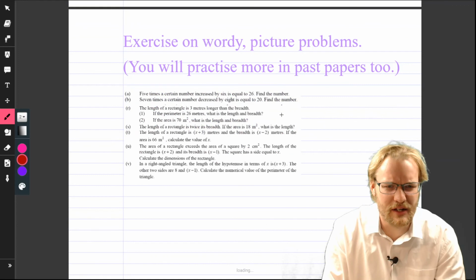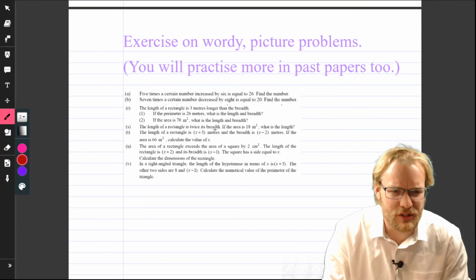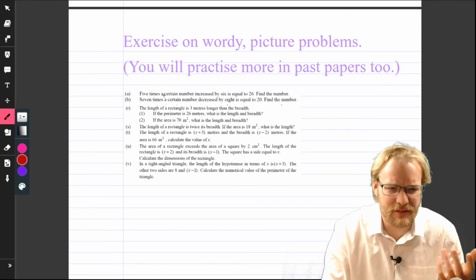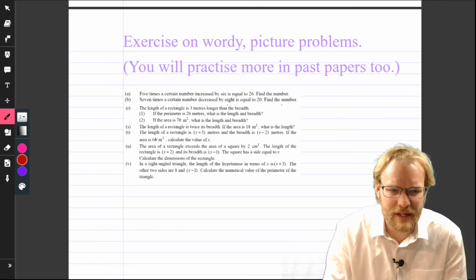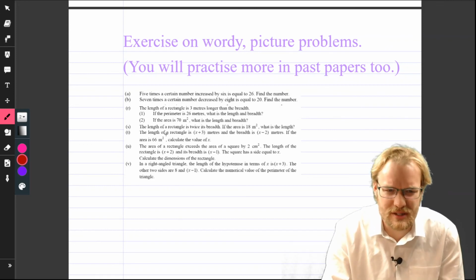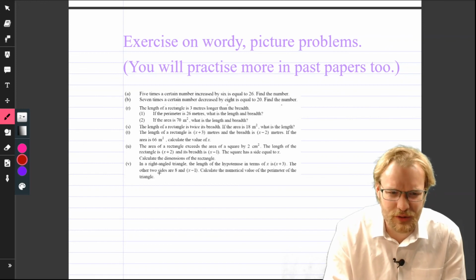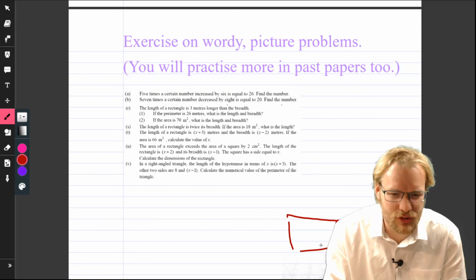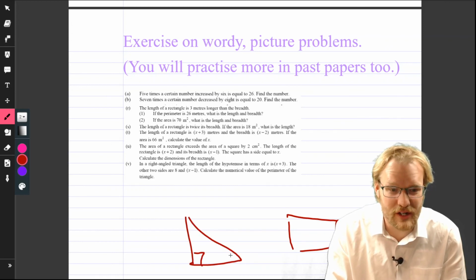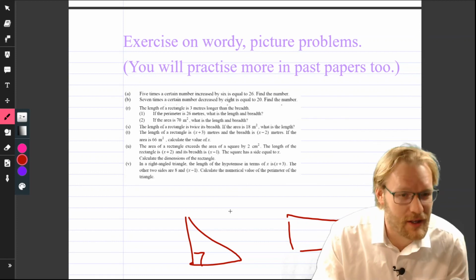So for the last bit here, we've got a few questions: 5 times this number, 7 times the number, those types of things. We've got some length and areas and perimeters, and then just one to do with a triangle. First hint, if you're given a rectangle, draw a rectangle. If you're given a right angle triangle, draw a right angle triangle. Then we can work from there. Have fun.